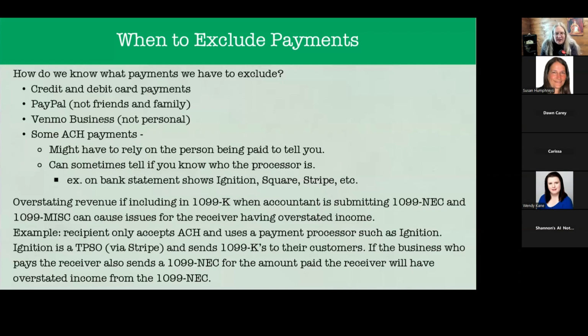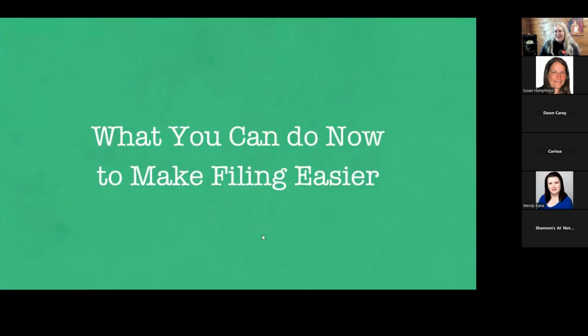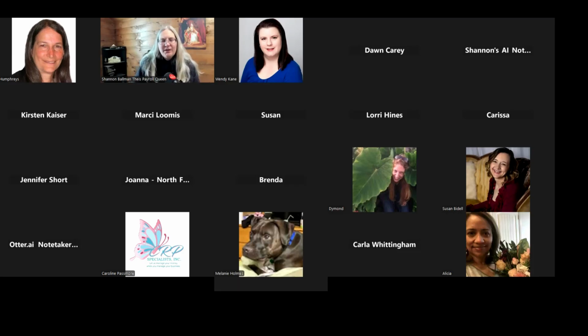A lot of times, without going and looking to see how your recipient received their money, it's going to be almost impossible to know if it's going to be included on a 1099-K, because the only way to know that Ignition puts ACH on their 1099-K is by looking at their FAQs and going to their website. I Googled, does Ignition put ACH on 1099-K? And I came up with a really good article that they had shared saying that they do. Does anybody have questions on that? Because it's a lot to take in. I want to make sure that I'm addressing those questions right away.